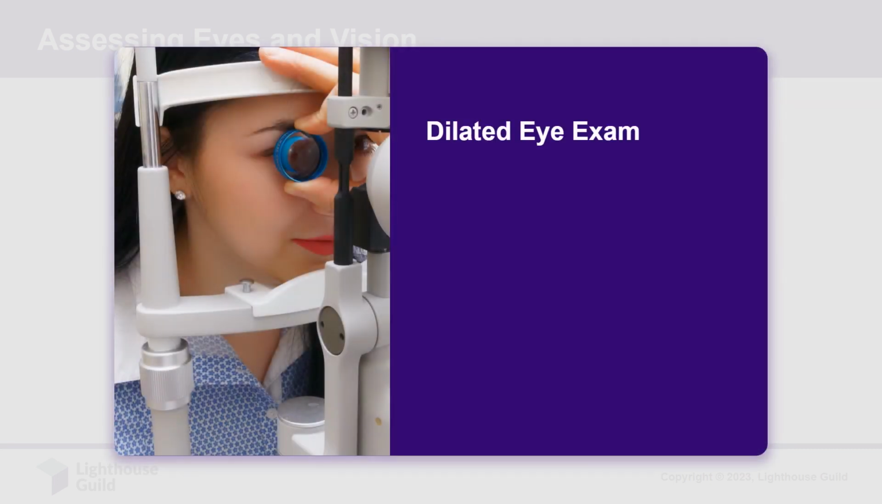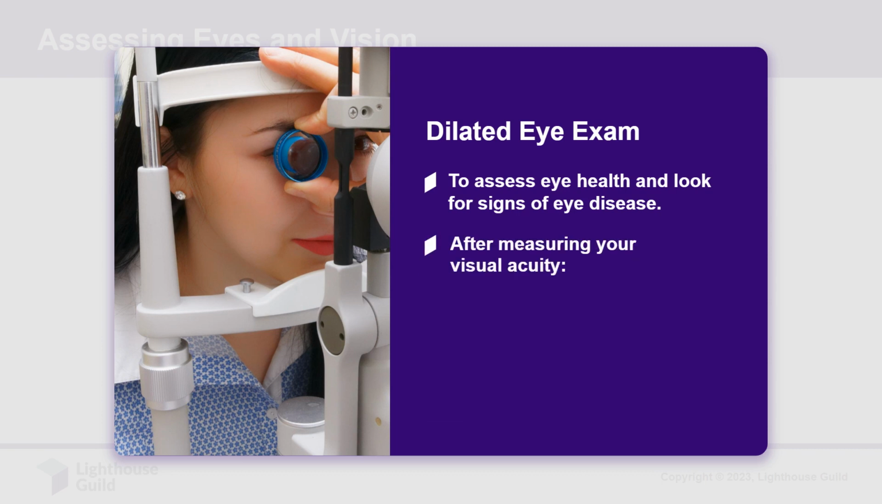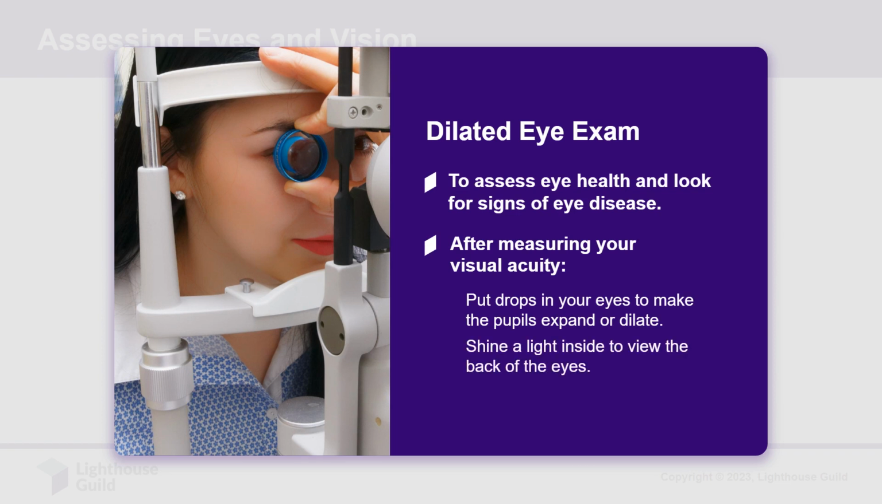Dilated eye exam. As part of a comprehensive eye exam, the doctor will also perform a dilated exam to assess eye health and look for signs of eye disease. After measuring your visual acuity, they will put drops in your eyes to make the pupils expand or dilate, then shine a light inside to view the back of the eyes.